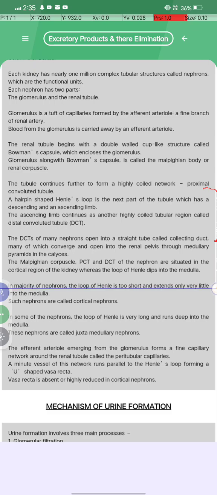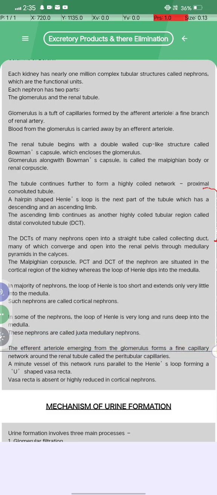In the majority of nephrons, the loop of Henle is too short and extends only very little into the medulla. Such nephrons are called cortical nephrons. In some nephrons, the loop of Henle is very long and runs deep into the medulla. These nephrons are called juxtamedullary nephrons.